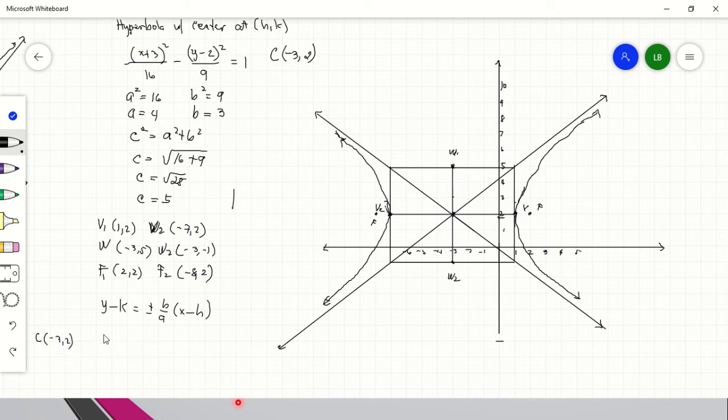So, we have y minus 2 equals plus or minus b. Our b is 3 over 4. So, x plus 3. Or, y equals plus or minus 3 over 4 multiplied by x minus 3 plus 2. So, ito yung equation ng asymptote.